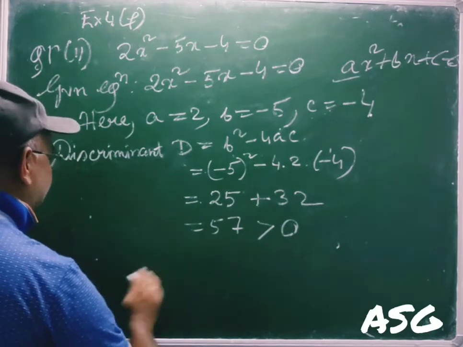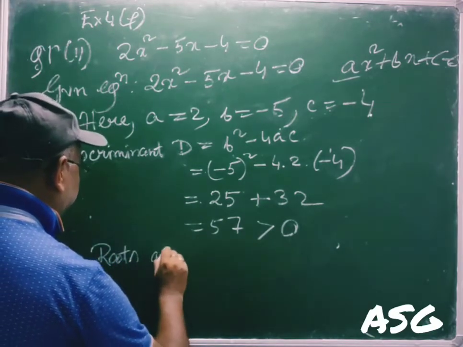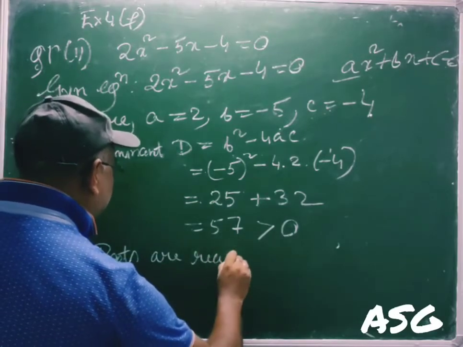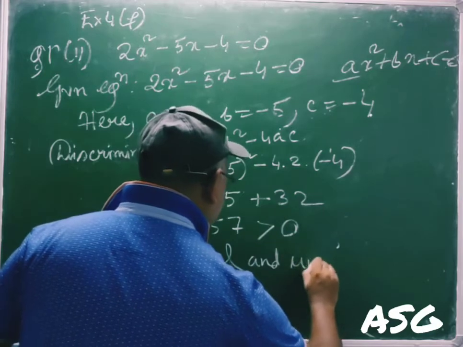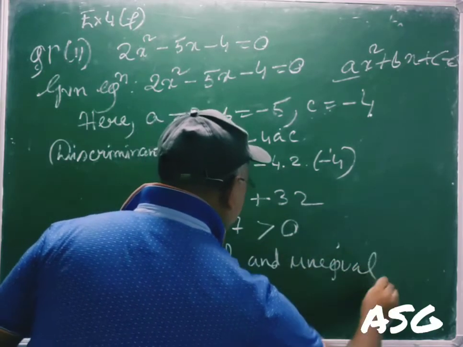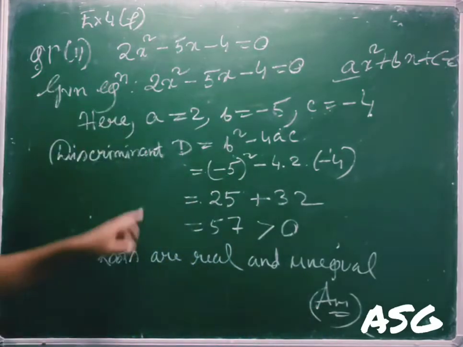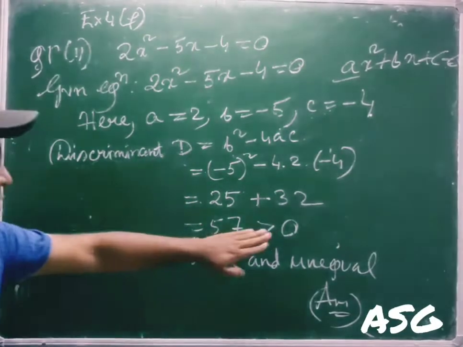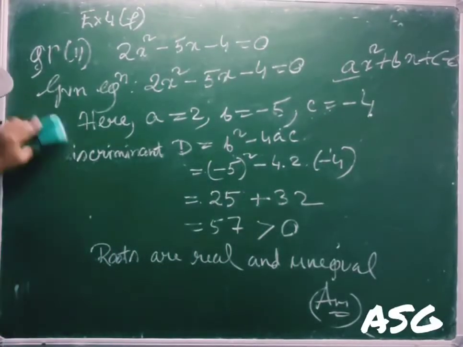So they told you to find the nature of the roots. You can write therefore, roots are, from the condition, real. No doubt real, but greater than 0, that's why they are unequal. So that is your answer. If they simply tell you to find the discriminant, your answer finishes here, 57. No need for this part. I believe you understood, so we'll move on to the next sum.